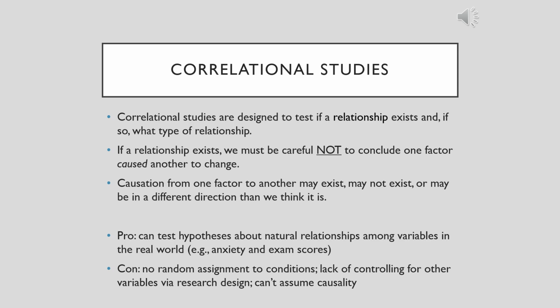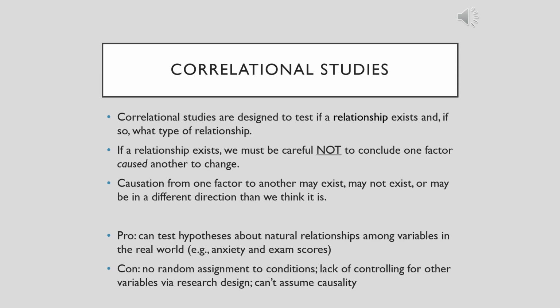Now, the pros of correlational studies is you can just test natural relationships amongst variables in the real world. Like, we can take people in and ask them how anxious they are in general, and also ask them about their exam scores, and then just see, do people with higher anxiety tend to do better or worse on exams? Versus in an experimental method, you'd have to manipulate anxiety and actually make one group of people anxious and have another group of people who are not anxious, and then you'd compare means of exam scores.